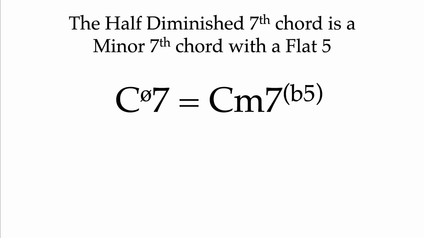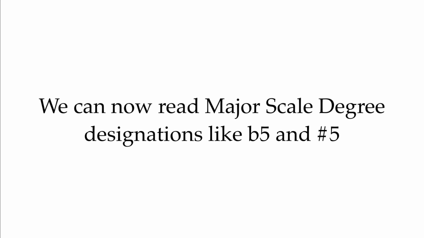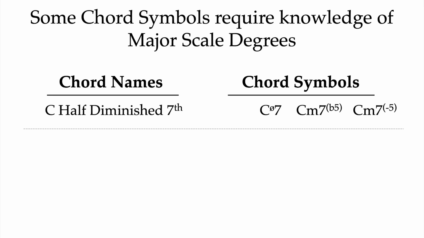So as you can see, now that you have a knowledge of the major scale degree system of thinking, you can read even more chord symbols. Chord symbols with scale degree designations like flat 5. So here are the chord symbols for the C half diminished seventh chord. We have the C minor 7 flat 5. Also more rarely, you might see a C minor 7 minus 5. Flat 5 and minus 5 mean the same thing.